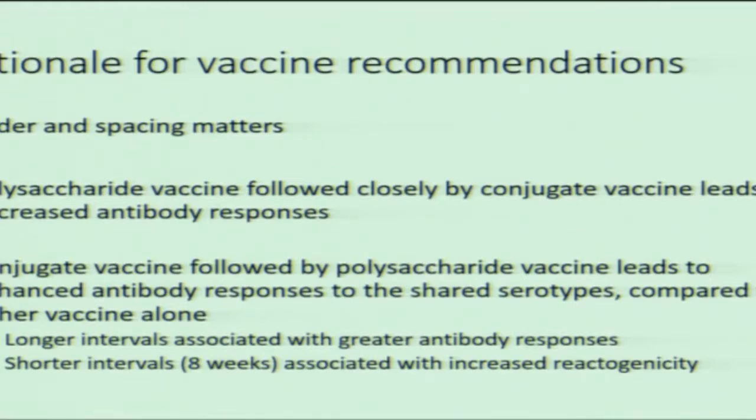In fact, leaving a longer interval in between the conjugate vaccine and the polysaccharide vaccine is associated with even better antibody responses, and the shorter the interval, the more reactogenicity is observed at the injection site. And so currently the recommendation is to wait a year between conjugate vaccine and polysaccharide vaccine for immunocompetent adults over the age of 65.